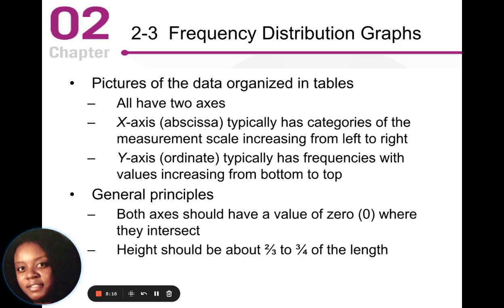Now let's switch gears a little bit and talk about a frequency distribution graph. This occurs when we have pictures of the data that's organized in tables. They can have 2 axes, an X and a Y, and these are typical categories of the measurement scales that increase from left to right for the X axis and from bottom to top for the Y axis. When it comes to general principles of frequency distribution graphs, both axes should have a value of 0 where they intersect, and the height should be about 2/3 to 3/4 of the length.